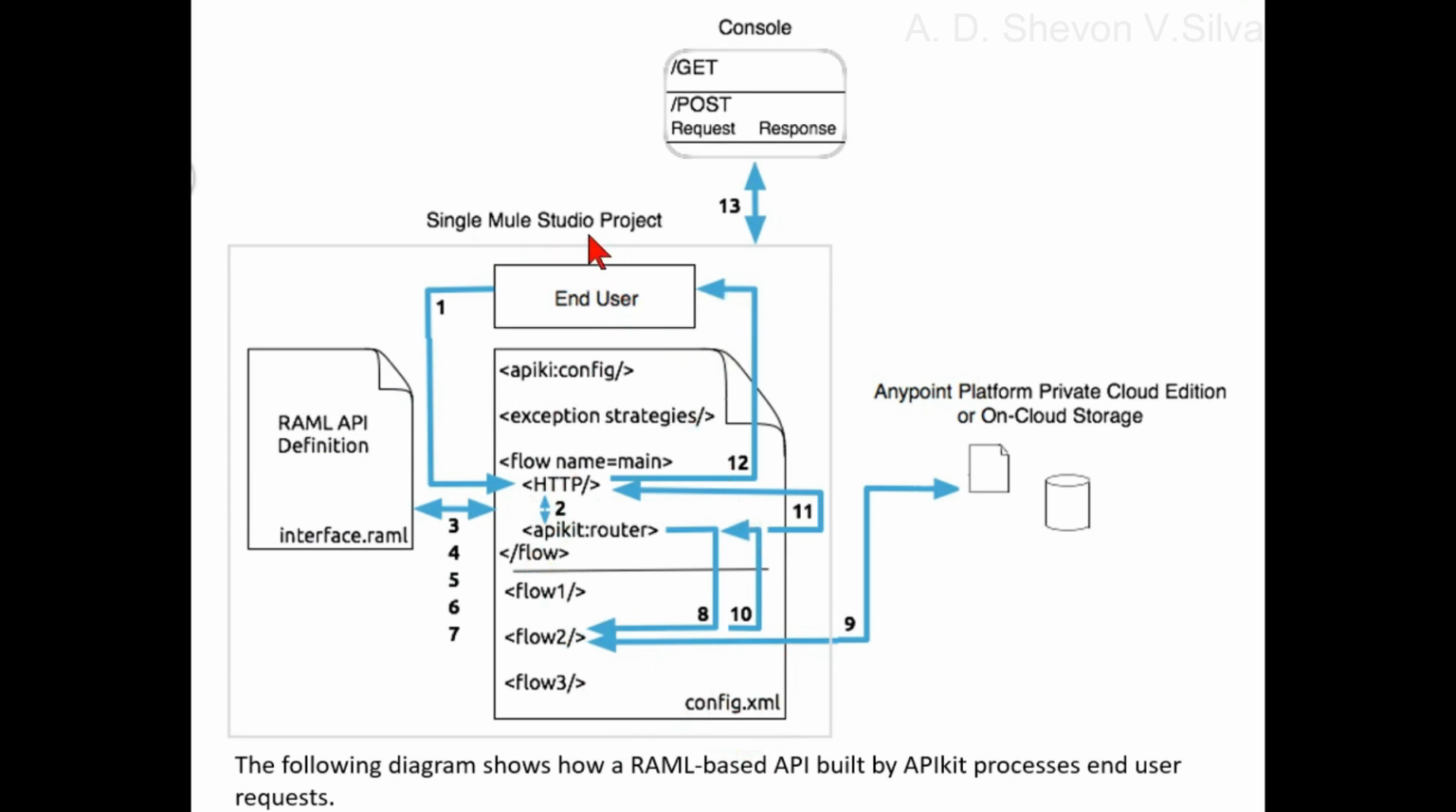Here is the single Mule Studio project. In config.xml we can see the APIkit config is there, and an exception strategy is there, and flows are here, and config.xml interacts with Anypoint Platform, private cloud edition, or cloud storage.